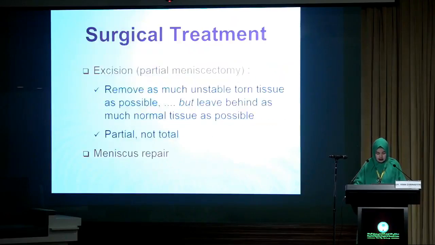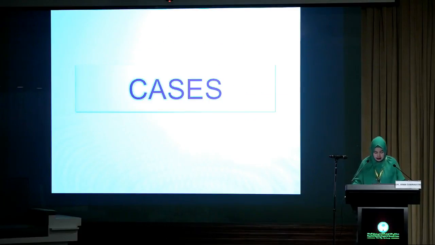In surgical treatment, divide into excision and partial meniscectomy: remove as much unstable torn tissue as possible, but leave behind as much normal tissue. Meniscal tear MR compared with the arthroscopy finding.